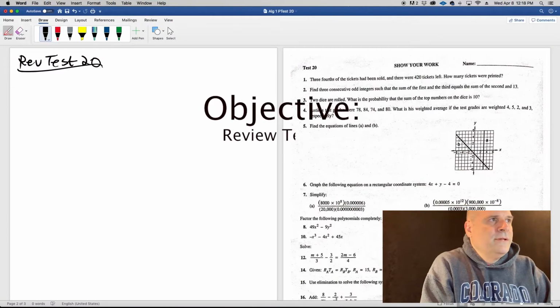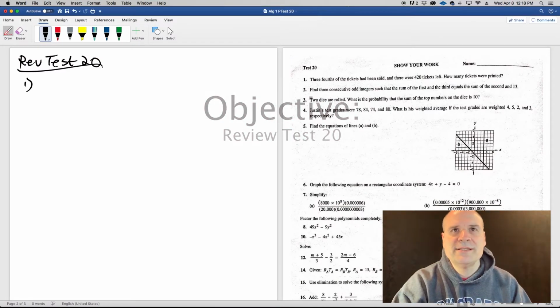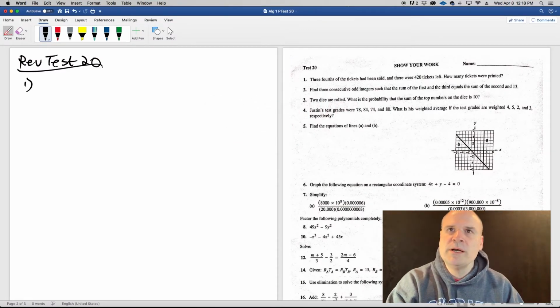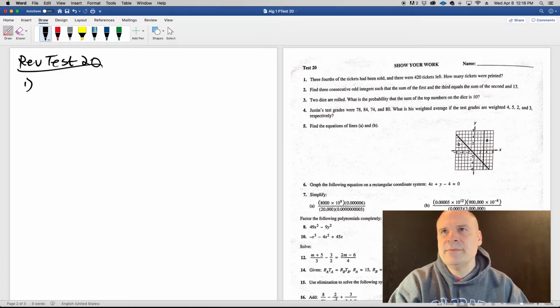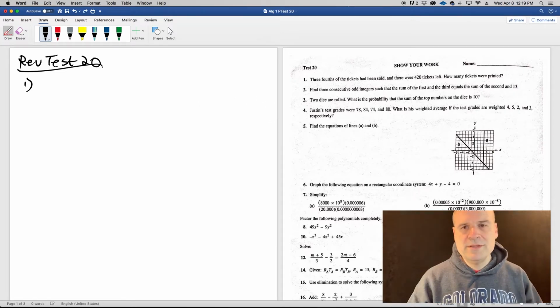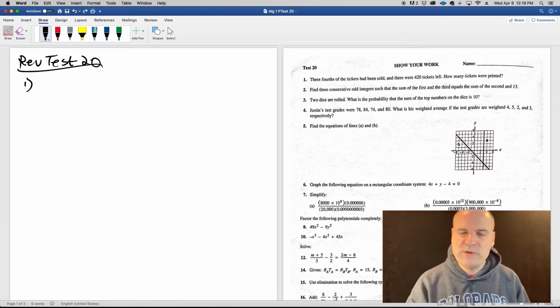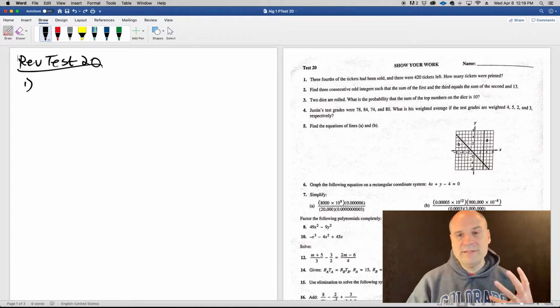Number one, here's what it says. 3/4 of the tickets had been sold, and there were 420 tickets left. How many tickets were printed? Okay, so this problem breaks these tickets into two different categories. Number one, how many tickets were sold and how many tickets were left over? Well, if you add them all together, that equals the total number of tickets.